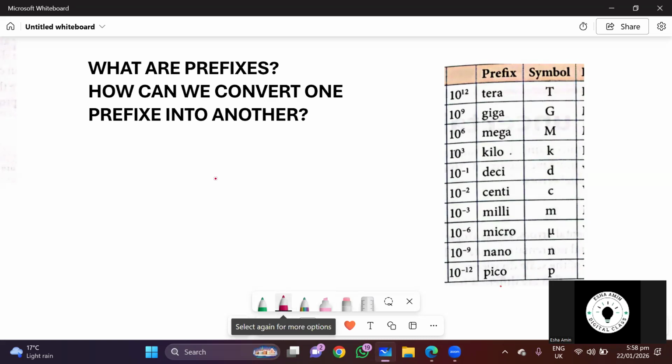Hi, today we will do what are prefixes and how can we convert one prefix into another one. And after that we will do some past paper questions related to this topic. So first, to know what are prefixes.